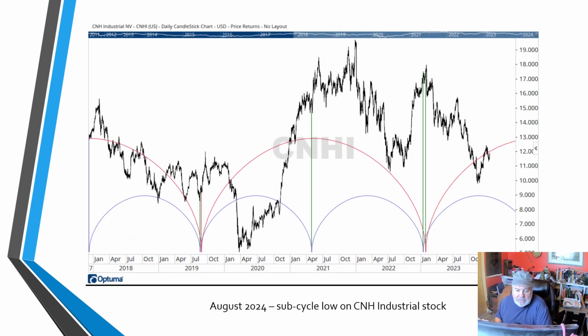Now let's take a look at the Italian company that I said owns the red colored and the yellow colored and the FlexiCoil equipment. CNH Industrial trades on the New York Stock Exchange under the ticker symbol CNHI. And if I do a similar cyclical analysis, I'm finding some very interesting behavior on this thing. And again, I'm seeing a sub-cycle low coming at us this summer.